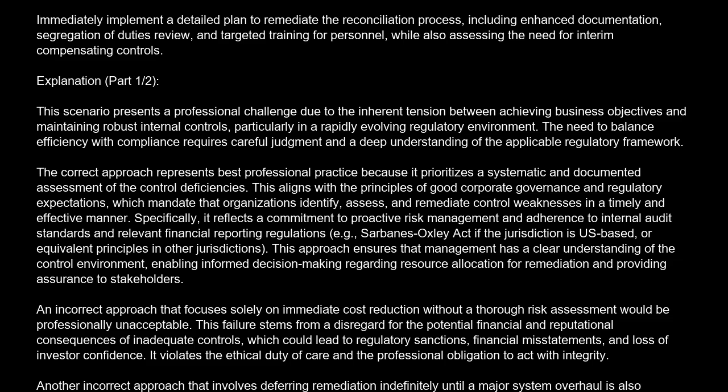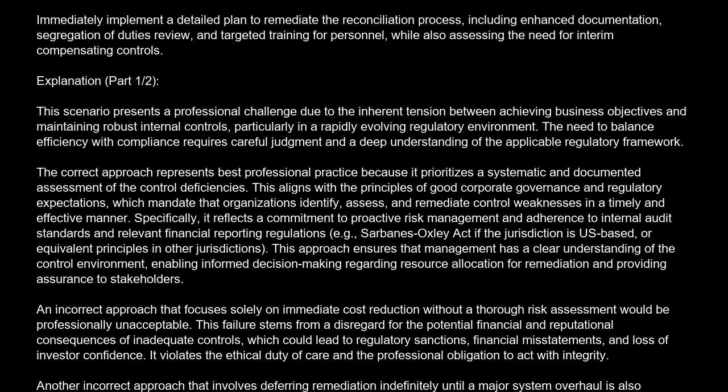Correct answer is D. Immediately implement a detailed plan to remediate the reconciliation process, including enhanced documentation, segregation of duties review, and targeted training for personnel, while also assessing the need for interim compensating controls. Explanation. This scenario presents a professional challenge due to the inherent tension between achieving business objectives and maintaining robust internal controls, particularly in a rapidly evolving regulatory environment.